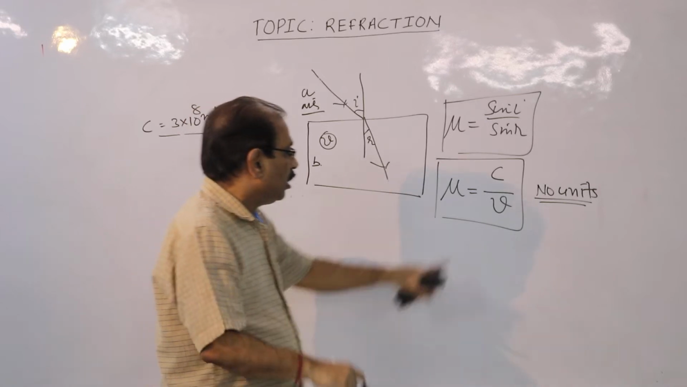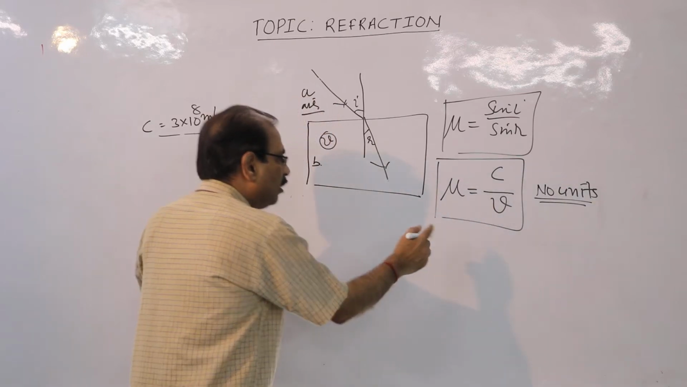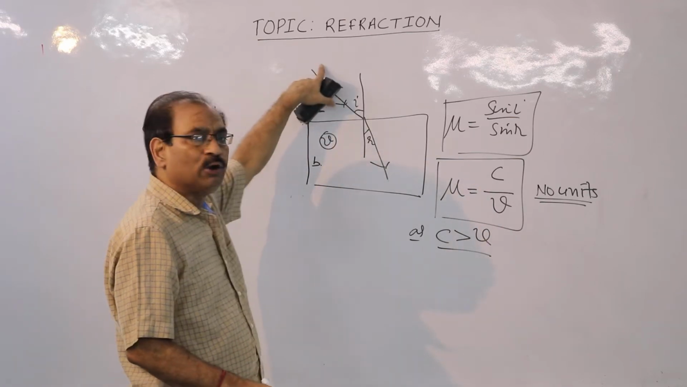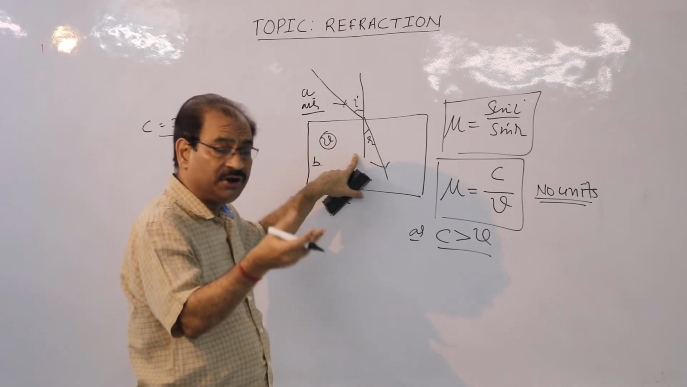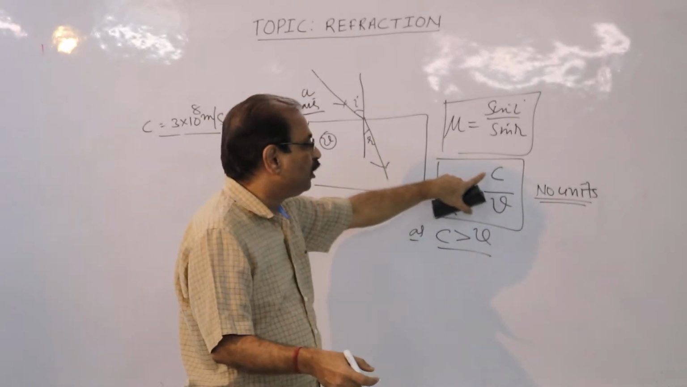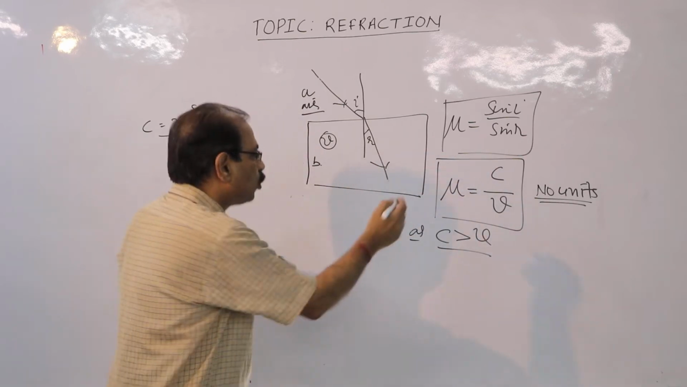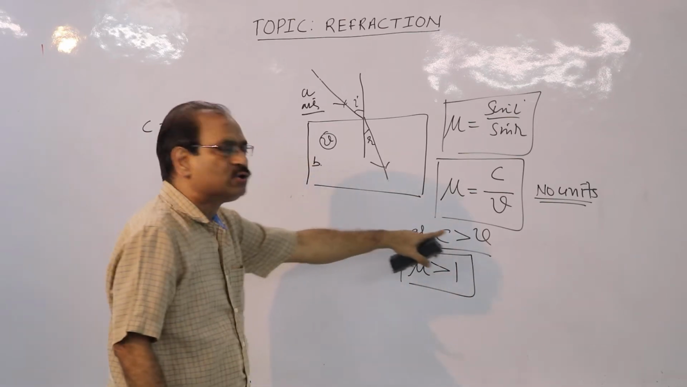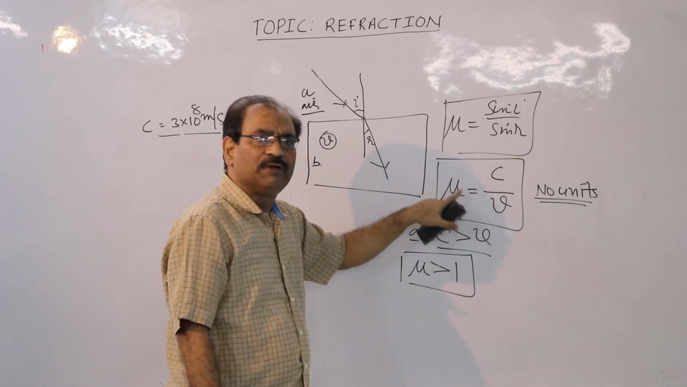One other thing: is mu more than 1 or less than 1? The answer I am giving you, children, is because C is always more than V. Remember, the speed of light in air is maximum. In some other medium, the speed of light is lesser than C, that is 3 into 10 to the power 8 meter per second. So children, it is a mathematical fact: when the numerator is more and the denominator is less, the answer will come out to be more than 1. So always remember, mu is always more than 1, because C is always more than V. So this is the basic thing of absolute refractive index.